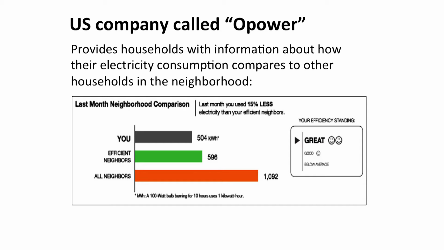O-Power works with electricity utilities to provide households with information about how their electricity consumption compares to other households in their neighborhood. At the bottom of this slide are two figures that O-Power prepares for inclusion on an individual's utility bill. These figures tell the household how its electricity consumption compares to its neighbors. Note that this is individually tailored information for a specific household. Utilities pay O-Power for this service because they want customers to reduce their electricity consumption.